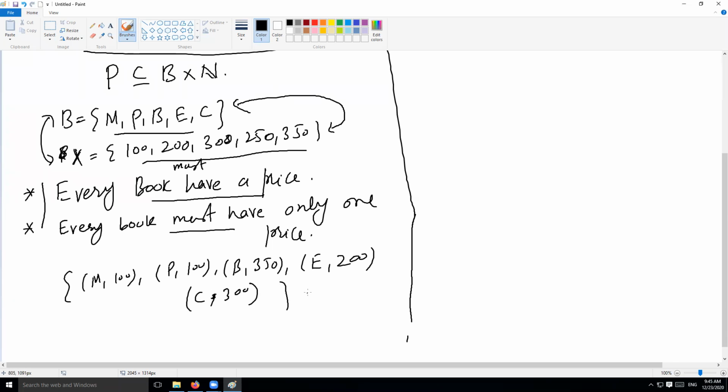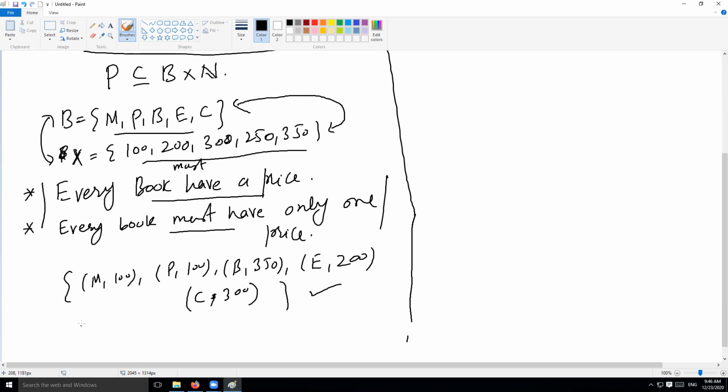So does this relationship satisfy both conditions? Yes, sir, it does satisfy both conditions. Every book has a price: maths has a price, physics has a price, biology has a price, economics has a price, and C has a price. And every book has a unique price. So maths has only one price, 100. Physics has only one price, 102. Biology has only one price, 350. Economics has only one price, 200. Chemistry has only one price, that is 300 actually. Are you getting the point?